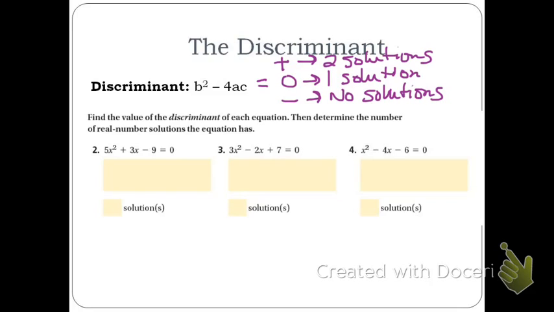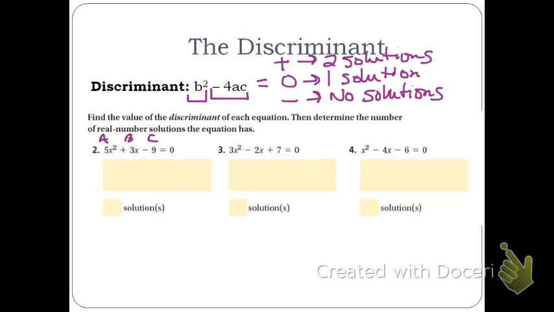Let's look at example 2. 5 is our a value, positive 3 is our b value, and negative 9 is our c value. Don't forget the signs on each one of those numbers. We plug those into the formula, b squared minus 4ac, but I want you to be careful. Look at the formula. You still must use the order of operations, so you must solve the exponent first and then do your multiplication before you do any subtraction. This is a very common mistake.